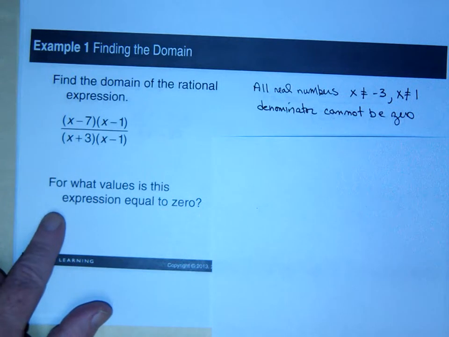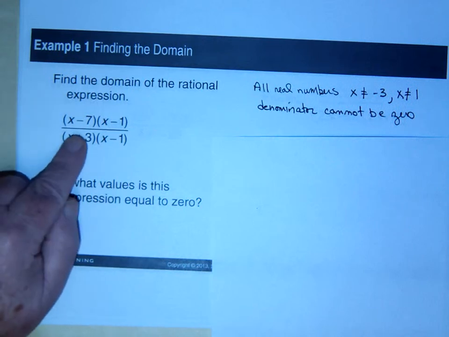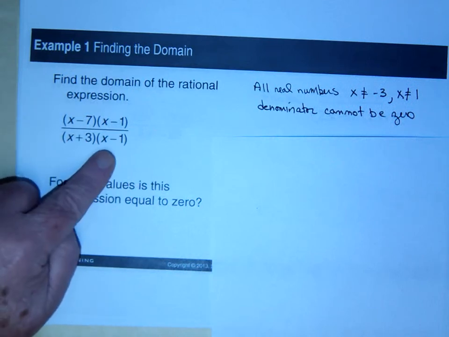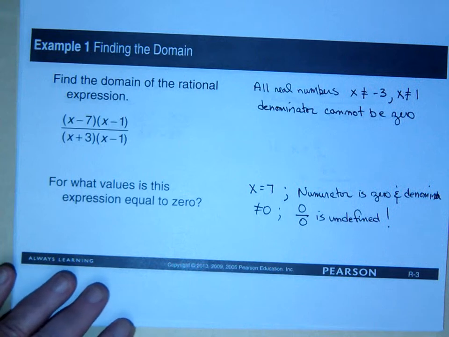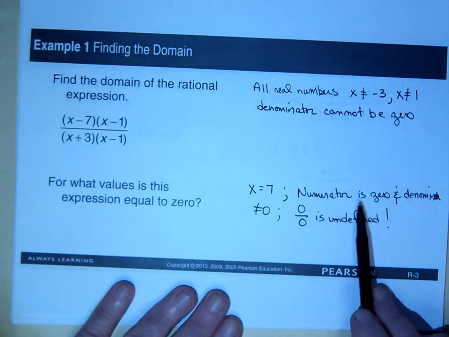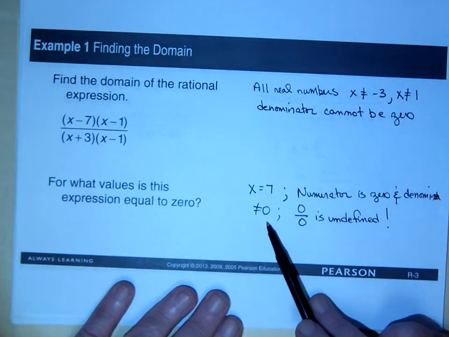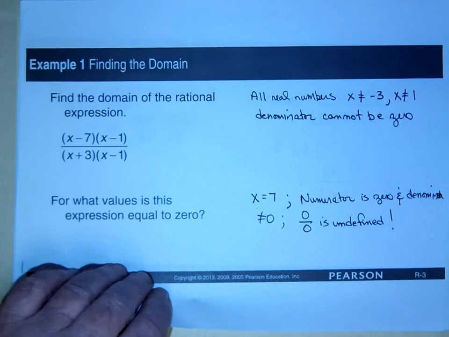Additionally, I asked the question, for what values is this expression equal to 0? Well, it's going to be equal to 0 when the numerator is equal to 0 and the denominator is not equal to 0. So the numerator is going to be equal to 0 when x is equal to 7 or x is equal to 1, but the denominator is also 0 at that value, and we would have 0 over 0. So the real answer to this question is only x equals 7. That is, this expression is equal to 0 when the numerator is 0 and the denominator does not equal 0. And note that 0 over 0 is undefined.